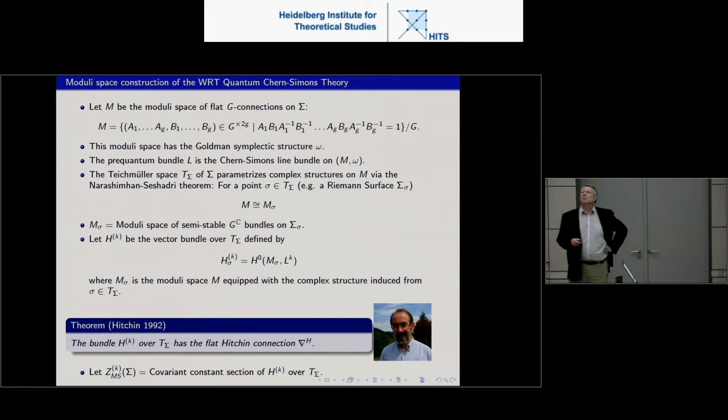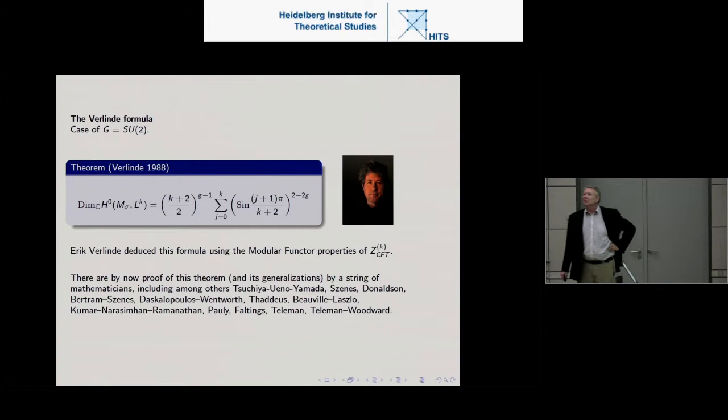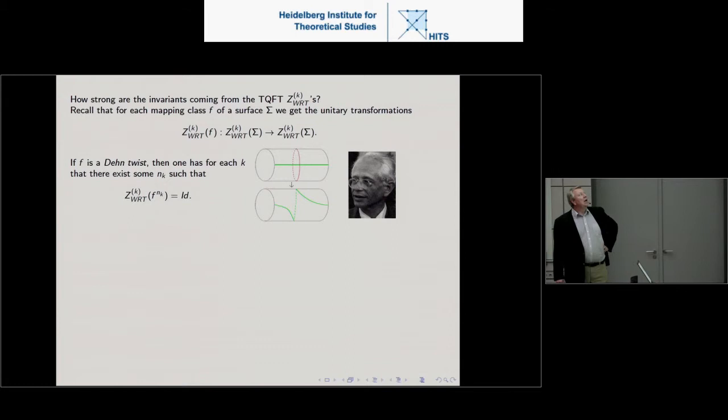Okay. And there is a very nice formula that is due to Verlinde, a physicist coming from conformal field theory, and it took a lot of mathematicians to actually prove it in all generality. So here are some of the names of the people who are involved. Lots of famous people have worked on that. Now I skip a little bit.